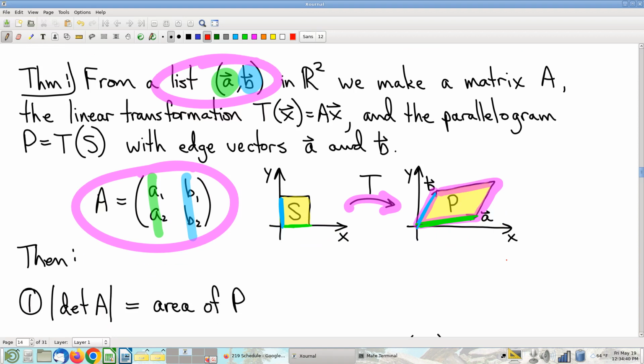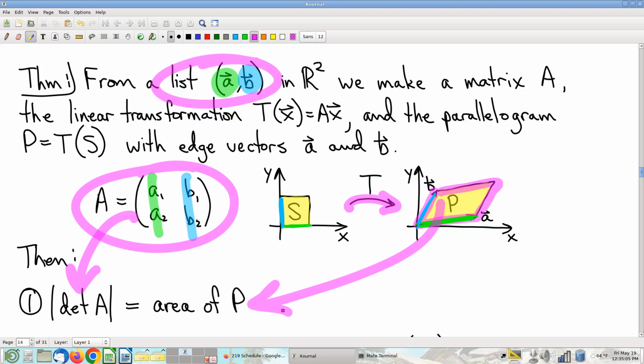Okay, so here's the first part of the statement. The first part of the statement is that the determinant of that matrix. Now, not the determinant by itself. The absolute value of that determinant will give you the area of that parallelogram. And that's an eyebrow raiser, right? That's weird. What? Wait a second.